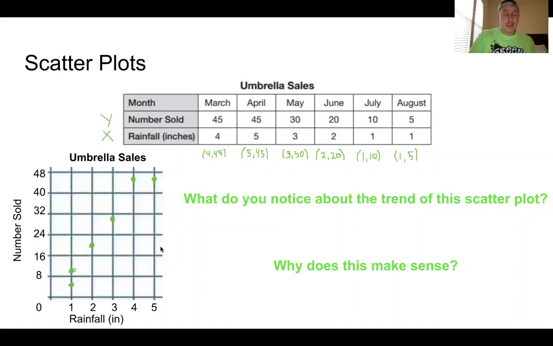So scatter plots, they're just a lot like coordinate planes. So you have an X value, you have a Y value, you make ordered pairs. Scatter plots are really helpful for those who do data analysis to look at those trends, to see which way something is trending, if it's up, if it's down, or if there's no trend at all, okay?